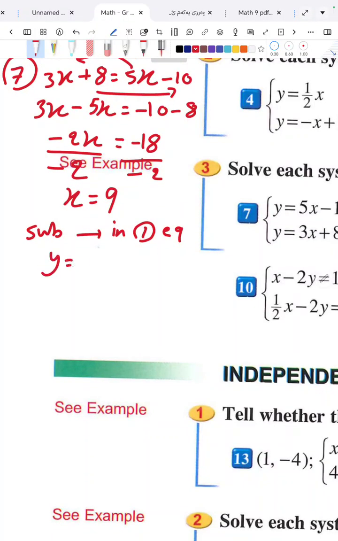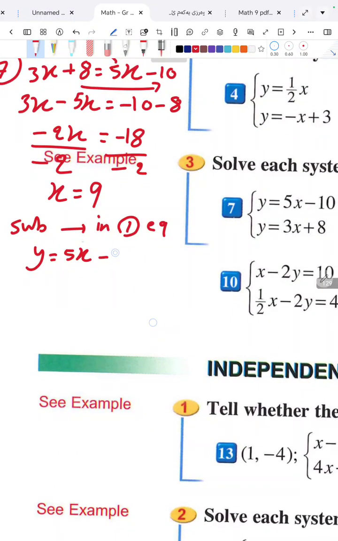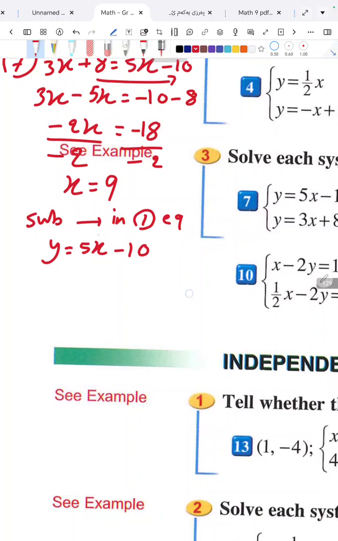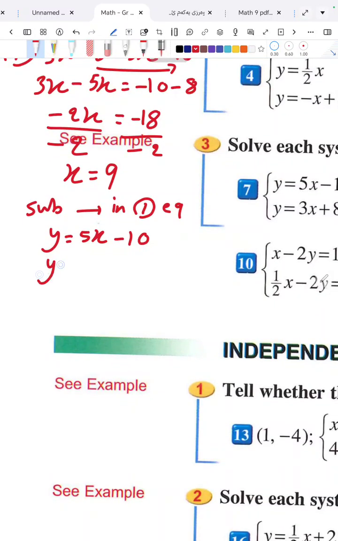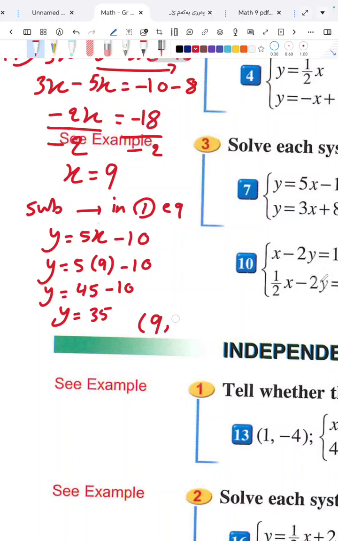y equals 5x minus 10. I have x. Instead of x, I'm going to write 9. y equals 5 times 9 minus 10. y equals 5 times 9, 45, minus 10. y equals 35. So our ordered pair, it's always x and y. x equals 9 and y equals 35.